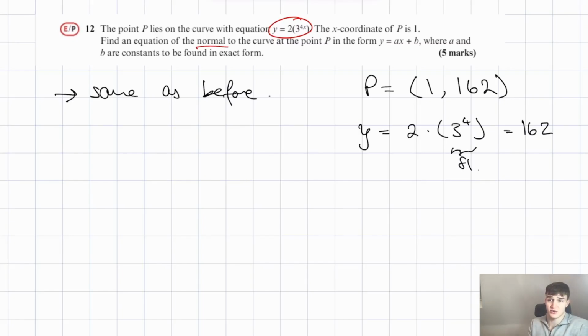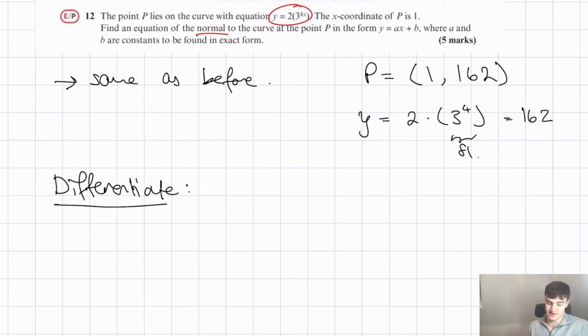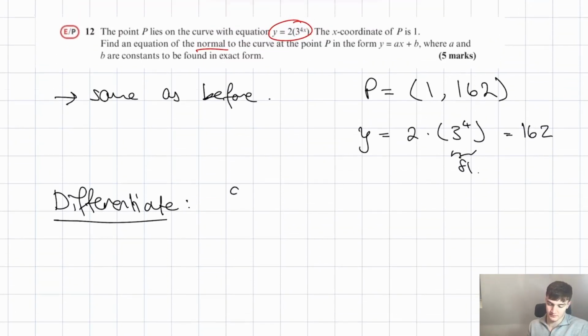So again, we need to know the gradient so we can then take the negative reciprocal. So to do that, we need to differentiate. So we differentiate to find the gradient. So you see the process here is exactly the same every time. So we're going to get dy by dx. So maybe we should be a bit careful here. So let me just write it out in full.